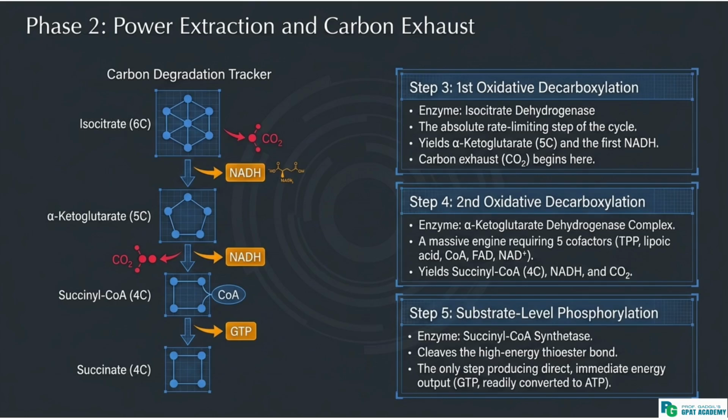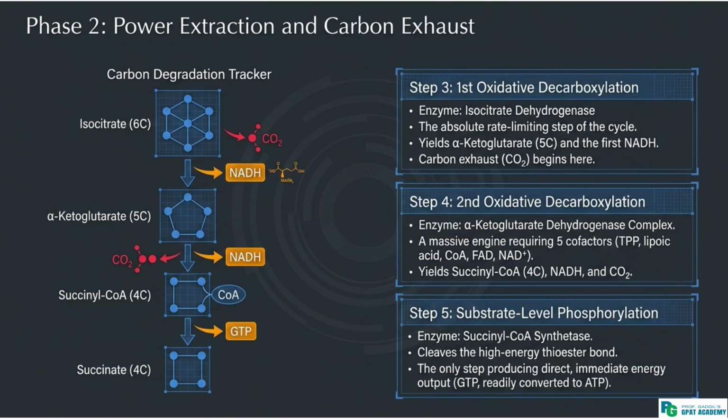Step 3 is the first oxidative decarboxylation, which is the rate limiting step. The enzyme is isocitrate dehydrogenase. The reaction: isocitrate is oxidized and decarboxylated to alpha ketoglutarate. NAD+ is reduced to NADH and CO2 is released.